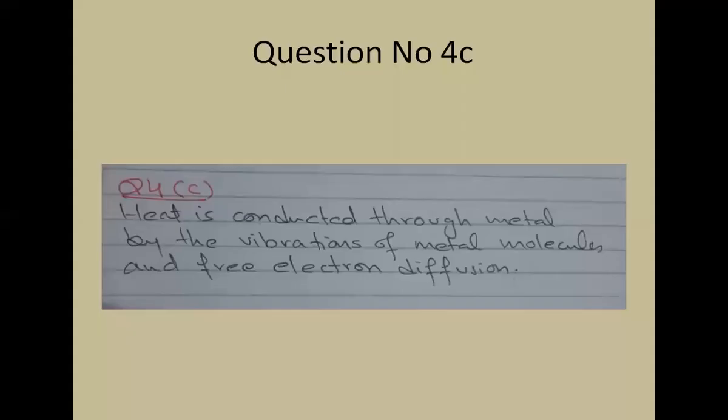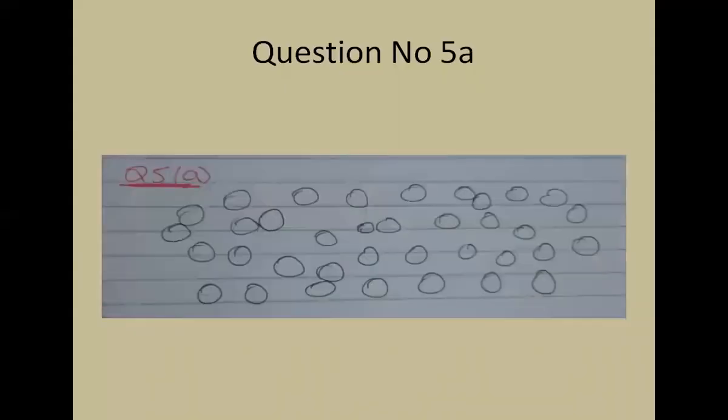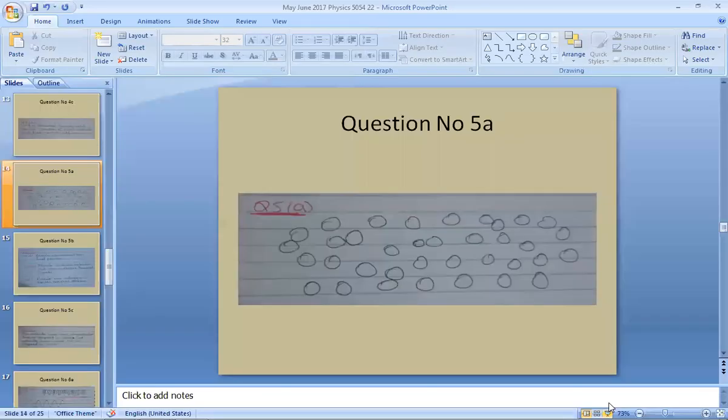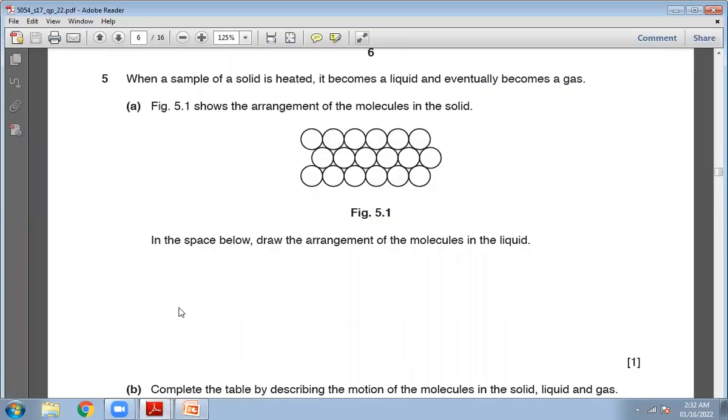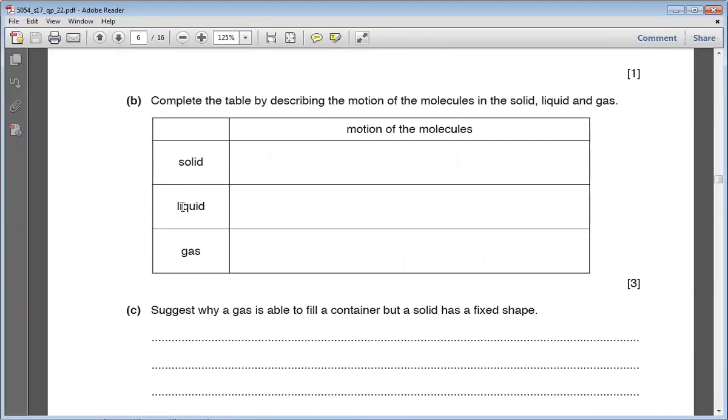I have tried to draw this diagram and here you go. You can see the molecules, some of the molecules are moving in clusters, they are moving randomly, they are not in a regular pattern, they are not in their fixed positions. Intermolecular spaces have become larger. So this is how you represent the liquid molecules. Okay, so it was a 1 mark question.